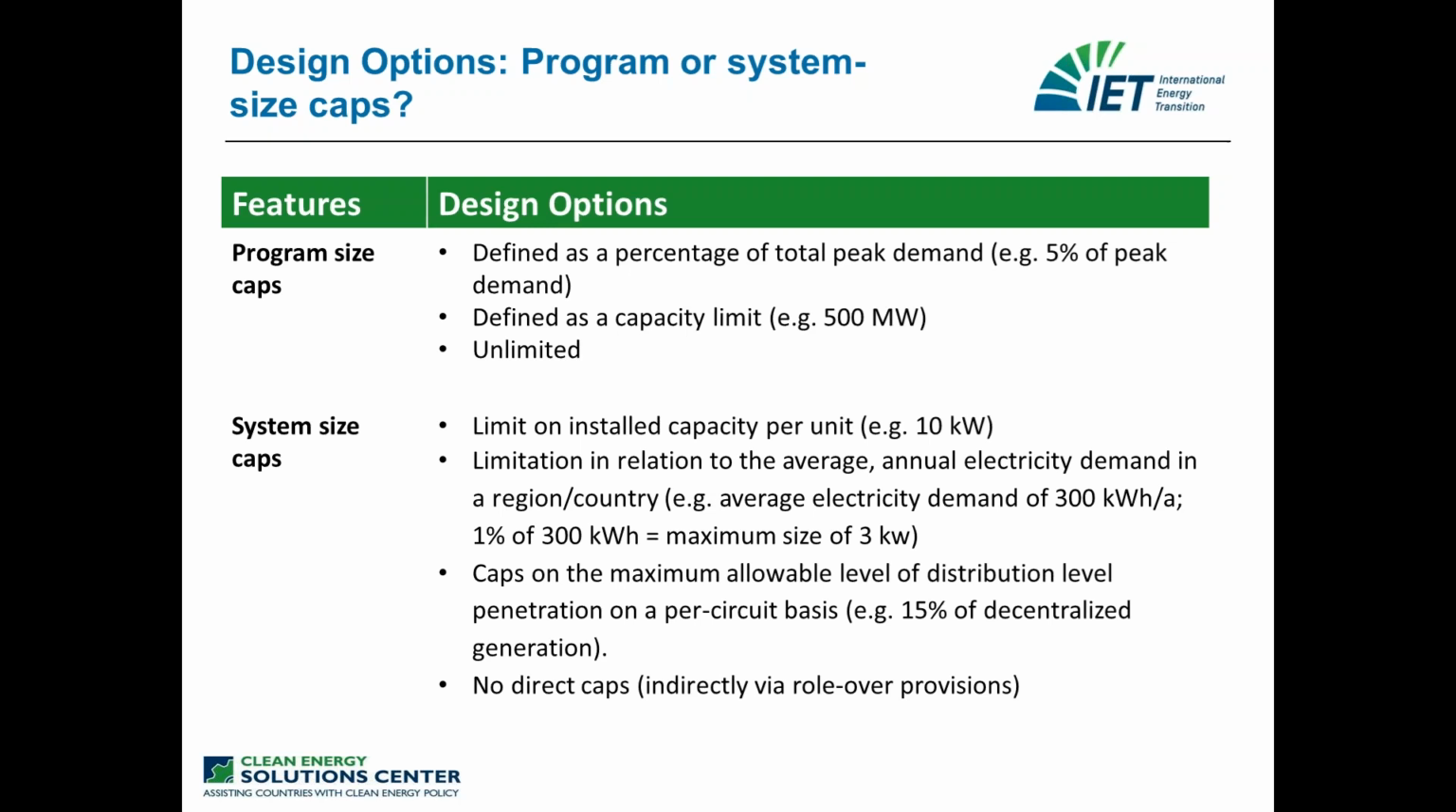What is then even more differentiated sometimes is the system size cap. So what is the maximum size of the solar PV systems that I can install on my rooftop? Of course, this also depends on whether I target the residential sector or the commercial sector. The most straightforward way is, of course, to say that there's a certain maximum size per PV system on each rooftop, for instance, 10 kilowatt for the residential sector, or 30 kilowatt for the commercial sector.